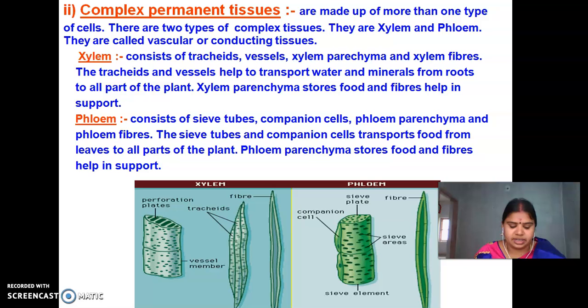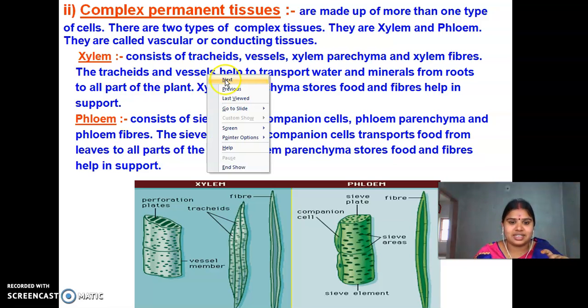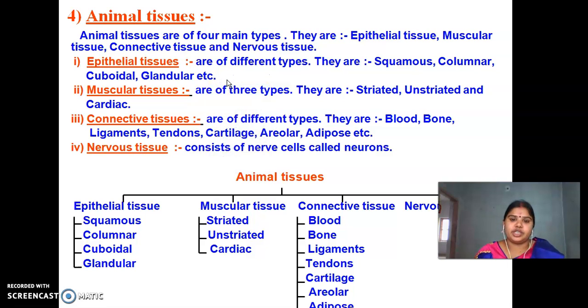Okay, so next I'll show you the next content, animal tissues. I told you at the beginning of the class that tissues are of many types: plant tissues have many types, and animal tissues also have many types. So plant tissues and their types are over. I explained it. If you have any doubt, anytime you can send me a message or call me and you can clear your doubt.